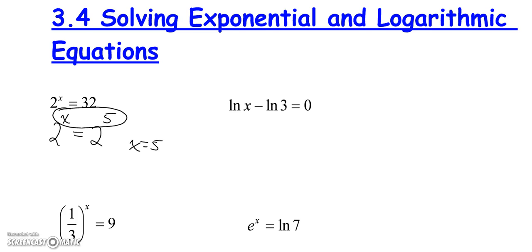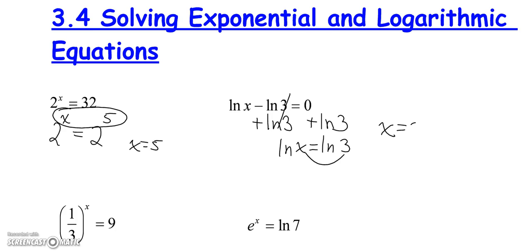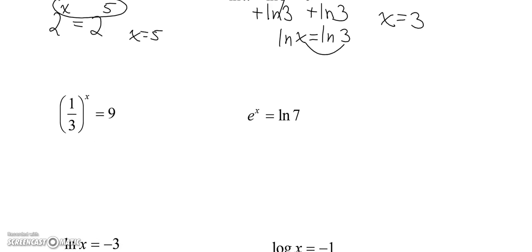The same can work with logarithms. If I add ln of 3 to both sides, I would read ln of x has to equal ln of 3. So you can make the conclusion x has to equal 3. So these go relatively quick, and these are made to be a review for you.